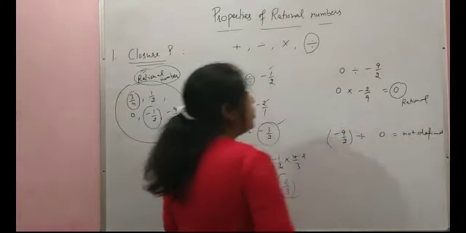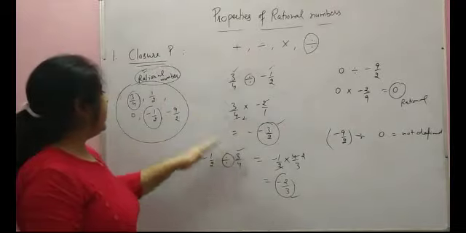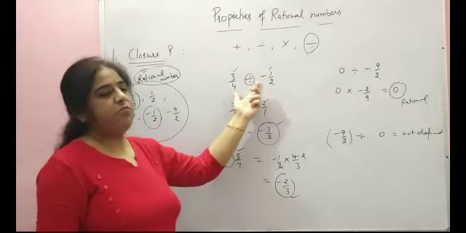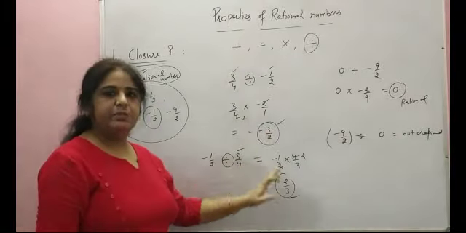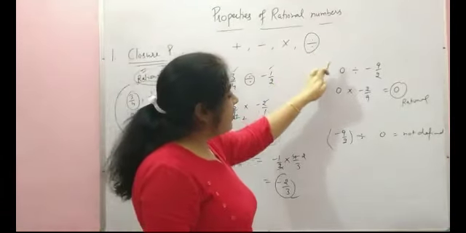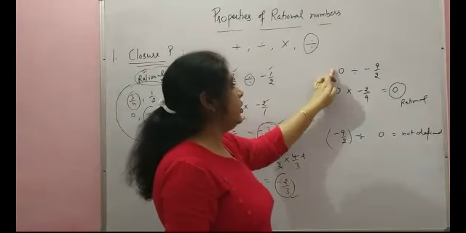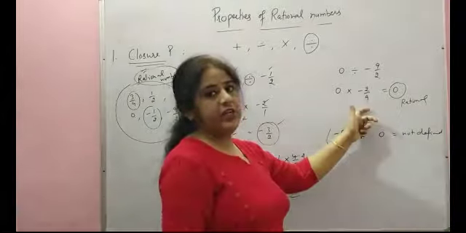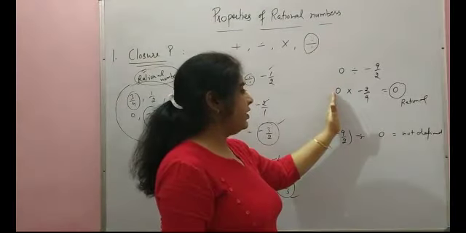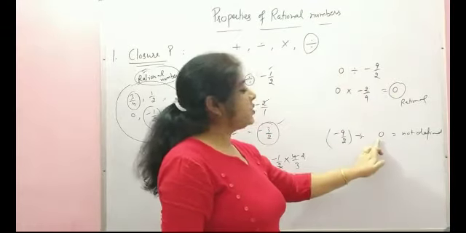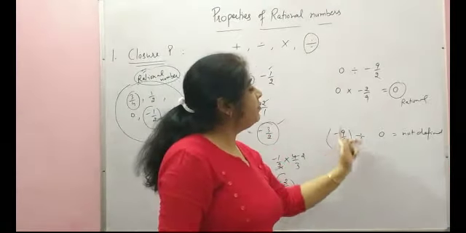So what we are observing is that if we are dividing any two non-zero rational numbers, the answer will always be a rational number. But if we are taking one rational number as 0, another is non-zero, and we are dividing, keeping the 0 at the first place gives the answer always a rational number. But keeping the 0 at the second place, the number would be not defined.